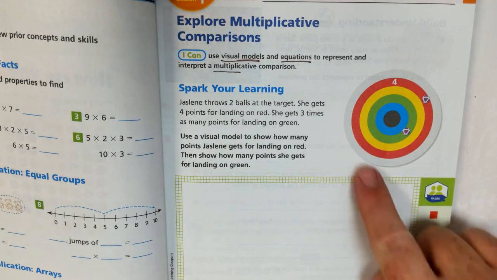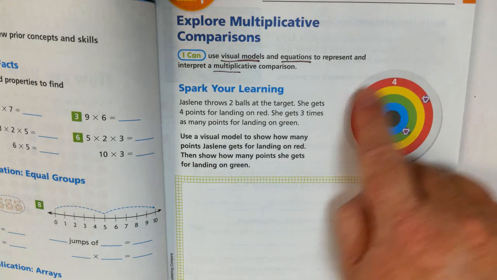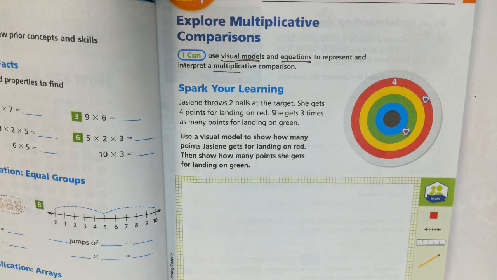And I just want you to take notice of the image that you see over here, and I want you to think about what that looks like to you. To me, it reminds me of a bullseye target that you might see in archery, or perhaps a dartboard if you were throwing darts at a dartboard. But usually when we play a game like this, the farther away you are from the center point, you get fewer points, and as you move in closer to the bullseye, you get more points. So let's take a look at the question underneath Spark Your Learning.